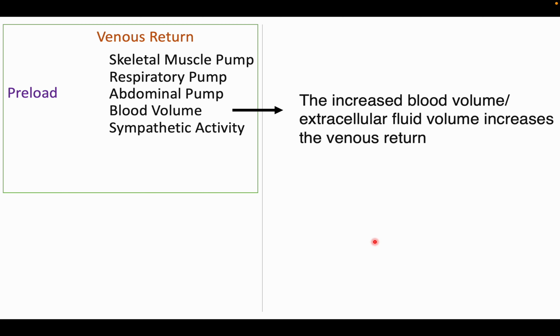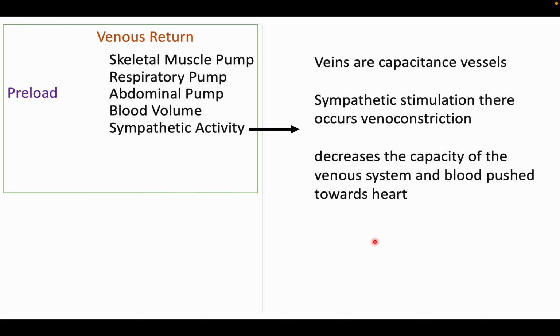Now the fourth part is blood volume. As cardiac output is the amount of blood, if the blood volume increases, or an increase in extracellular fluid occurs, venous return increases. If the blood volume decreases, like in diarrhea or vomiting or long standing cases, venous return decreases. Now comes the fifth part, which is sympathetic activity.